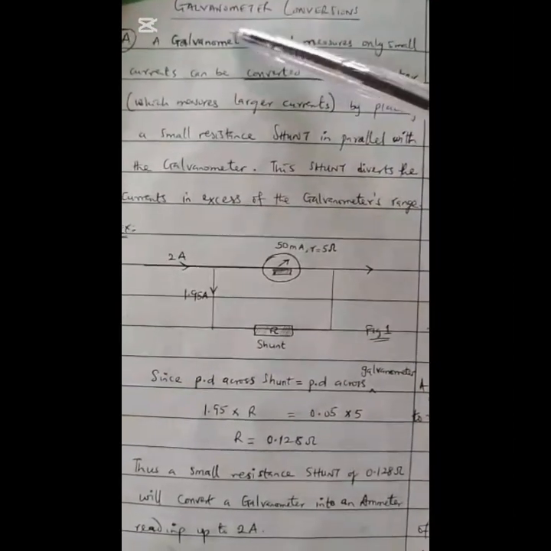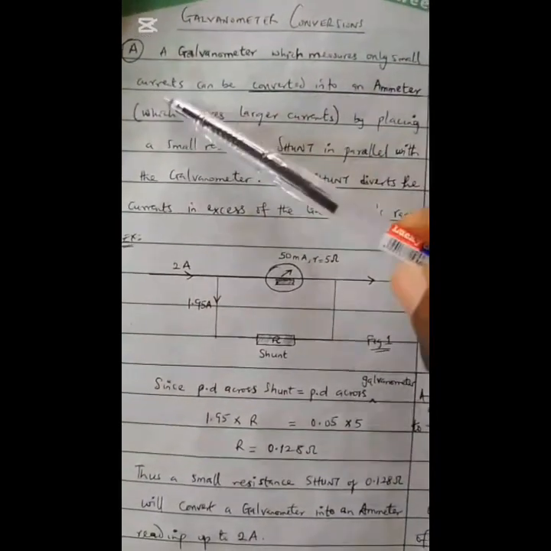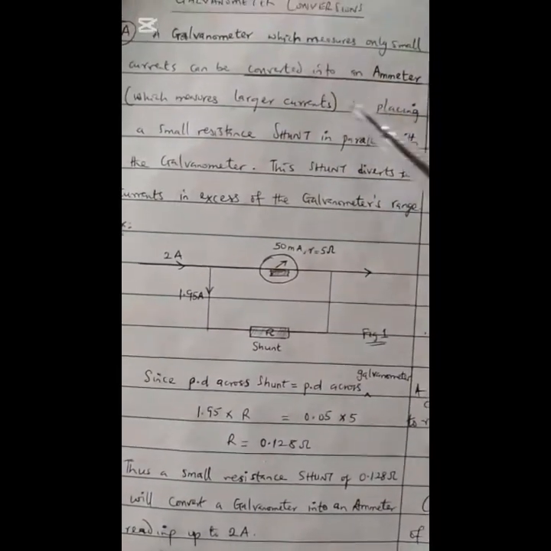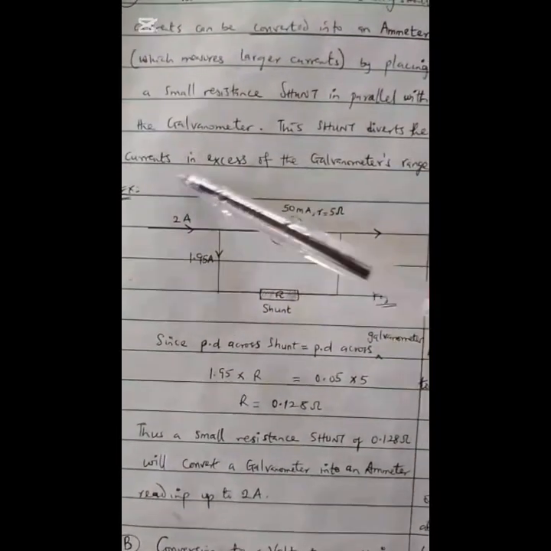So let's talk about galvanometer conversions. A galvanometer measures only small currents, but it can be converted into an ammeter to measure larger currents. A galvanometer measures currents in milliamperes, while an ammeter measures larger values like 1 ampere, 2 amperes, and the likes. So how do we do that? By placing a small resistance in parallel with the galvanometer. This small resistance in parallel is called a shunt. It looks something like this, in parallel with the galvanometer. So this shunt diverts the current in excess.